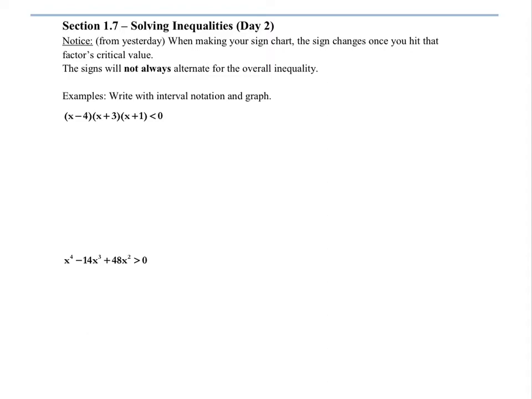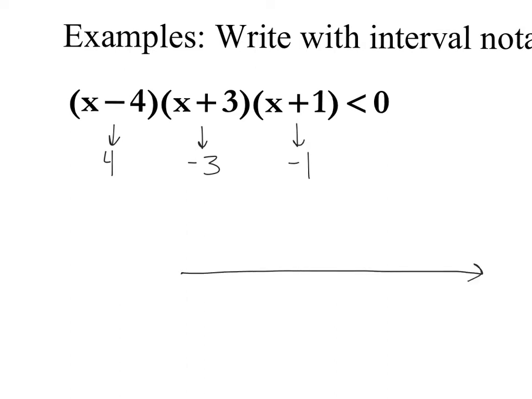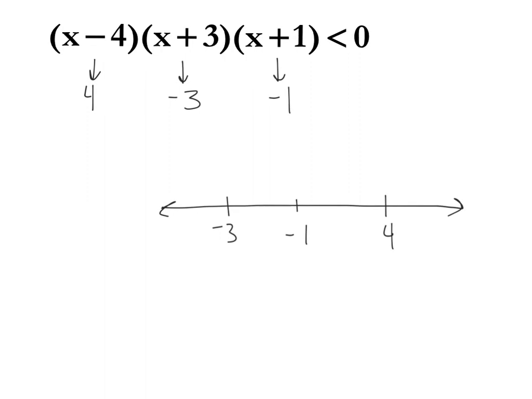So that's what you need to be aware of. For this very first problem, don't FOIL this out. It's already factored. That tells you what three numbers go on the number line. When I do my number line, I'm going to put those three numbers in order, you guys. They should always be in order. So -3 goes first, then -1, and then 4. And these are my three numbers, and I'm going to line up my factors over here on the left. The first factor is x minus 4, the second one is x plus 3, and the last one is x plus 1.